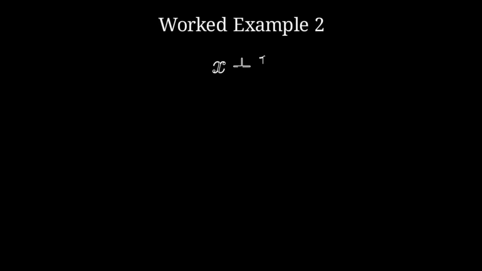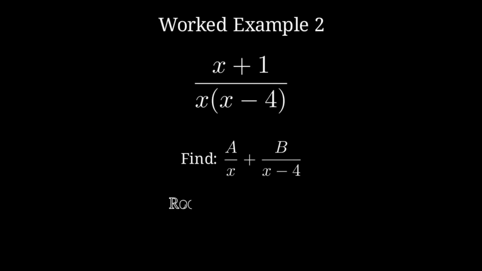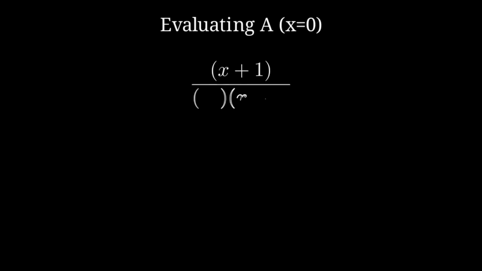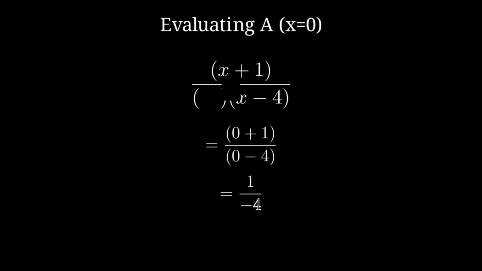Let's try another example with a single x in the denominator. Here, the roots are 0 and 4. We will apply the cover-up method again to find a and b quickly. To find a, cover the x and plug in 0. 0 plus 1 divided by 0 minus 4 results in -1/4. This is the numerator for our first term.